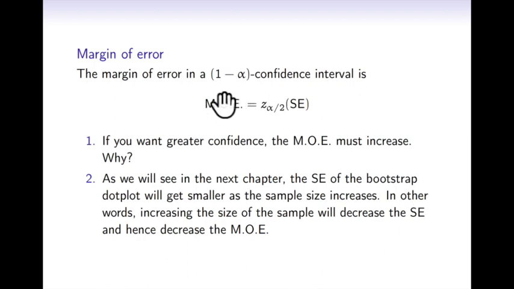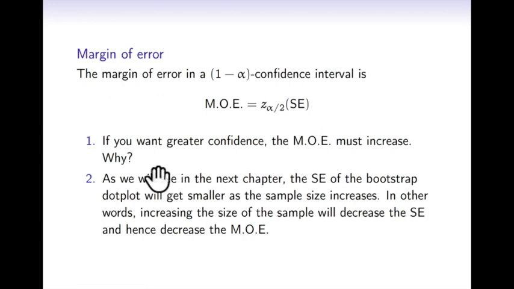When we're constructing a 1 minus alpha confidence interval, we know that our interval is going to be centered on our best estimate, but we're going to subtract and add z sub alpha over 2 times SE. So the radius, so to speak, of our confidence interval is being determined by the product of z sub alpha over 2 and this SE. And that product is called the margin of error. It determines how wide our interval is or how narrow our interval is.